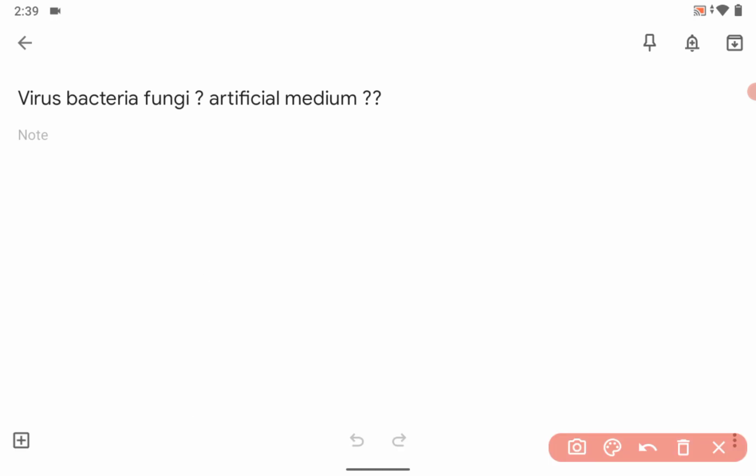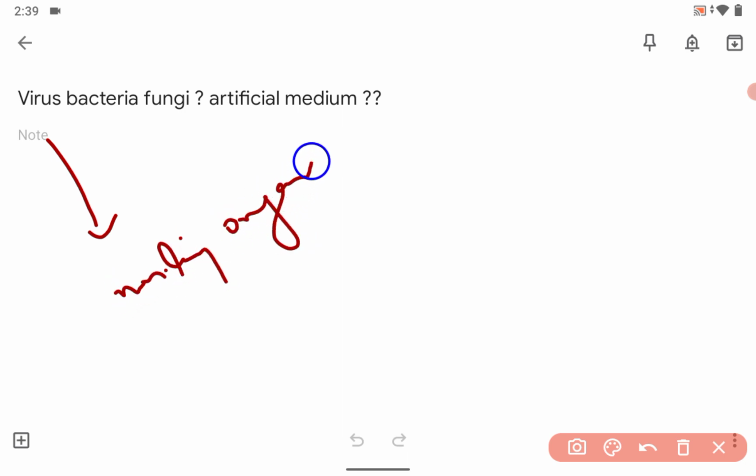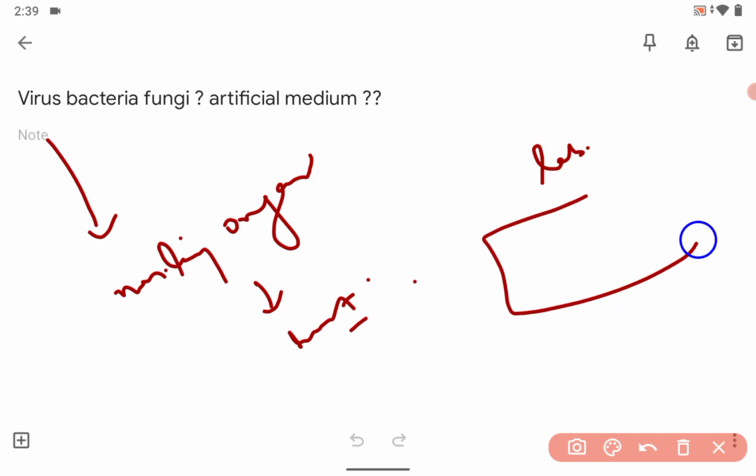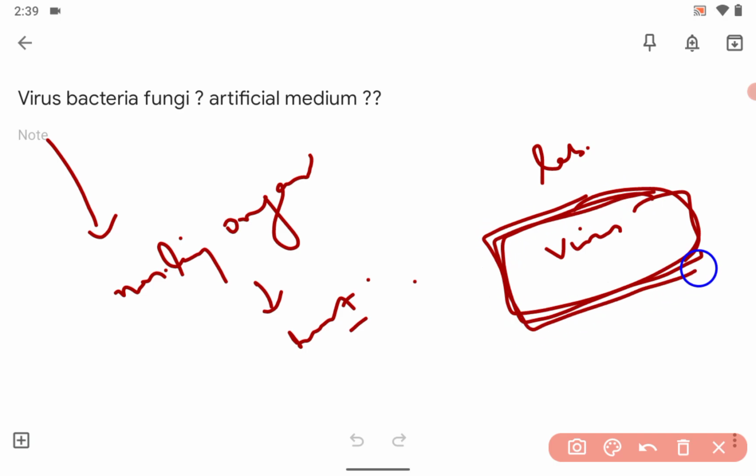So what about the viruses? Actually, viruses are non-living organisms. They always need a host. So the question is, in a laboratory, viruses are grown, right? So obviously that is artificial medium. So most of the people, what do they do? They click on yes, viruses can grow in the artificial medium, but that is wrong.